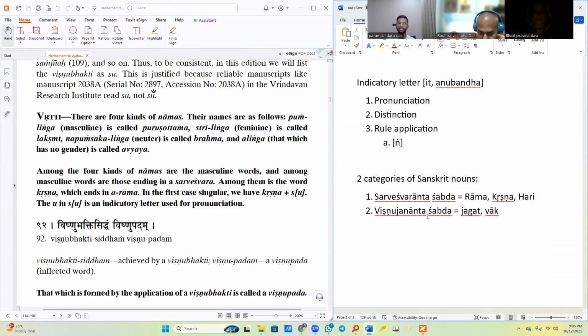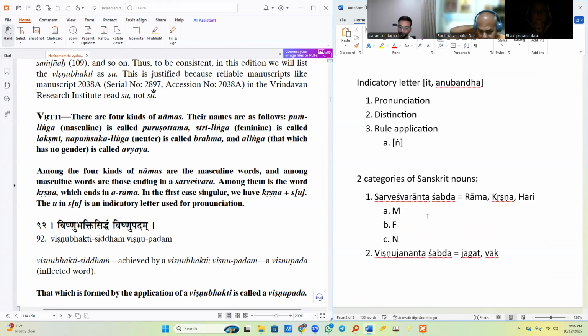This chapter will deal with both kinds of words, and both kinds will be dealt with in masculine, feminine, and neuter gender. Sarveshwaranta Shabdas in Purushottam Linga, Lakshmi Linga, and Brahma Linga. Similarly, Vishnu Jananta Shabdas in Purushottam Linga, Lakshmi Linga, and Brahma Linga.